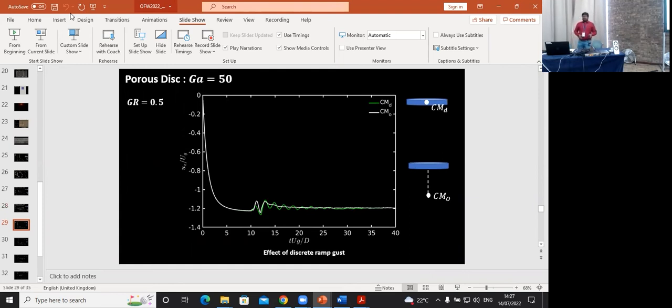And then this case shows us what happens when we let the body fall with the terminal velocity. And when we are sure that it is falling with the terminal velocity, we put the same ramp gust to see how it behaves. And in the response of the vertical velocity plotted against the non-dimensional time, you can see that, I don't know, it's not working.